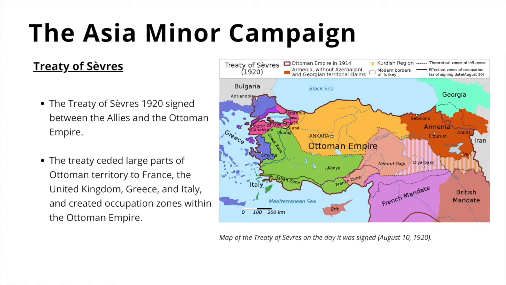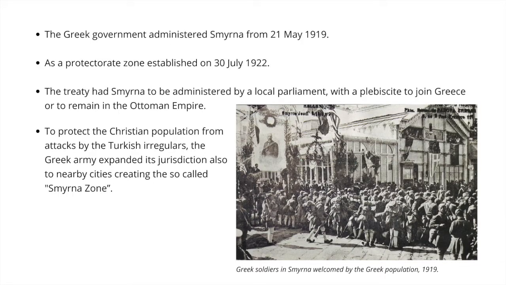Like the Greeks in the 1821 revolution, the Turks did not have a standing army at that time. What they did is they had irregulars. In other words, guerrilla fighters. So as you can see, this is the Treaty of Sèvres in 1920. The Greek forces land in Smyrna in 1919, in May. The region becomes a protectorate zone.